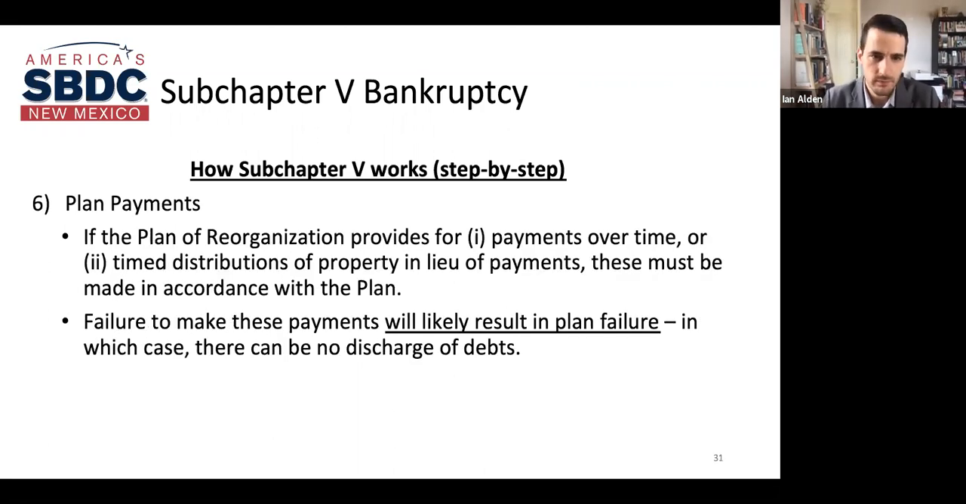Especially if it's non-consensual, but even if it is, you make your plan payments. So you make your payments over time, or you do the time distributions of property in lieu of those payments in accordance with the plan. Failure to make the payments will probably result in plan failure, particularly if there's no alternative remedies that'll satisfy the creditors and result in an alternative success of the plan. Your plan would fail. And if your plan fails, there's no discharge of debts. So again, that's the Chapter 13 trap we talked about.